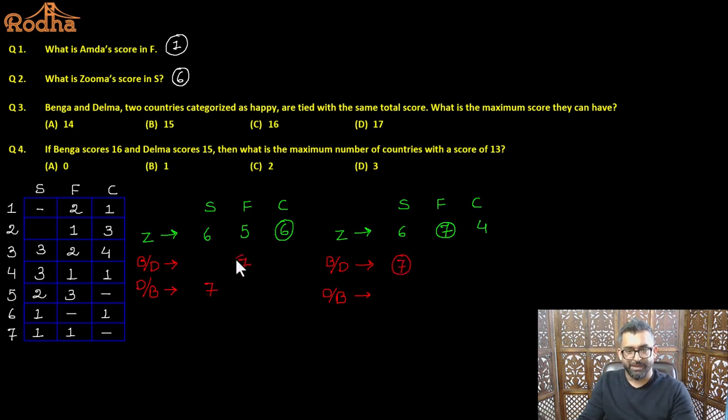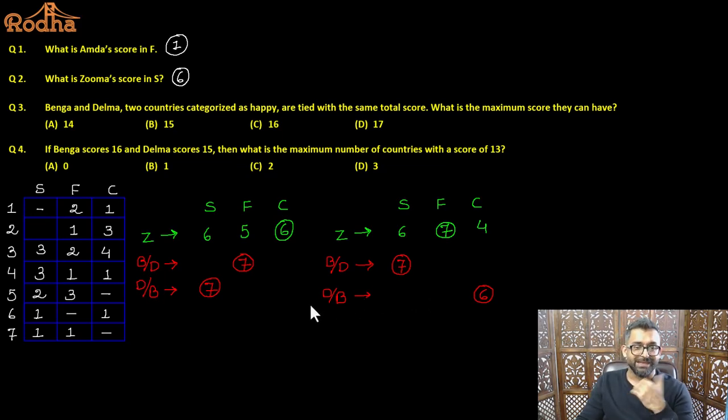Highest score of parameter S. I'm circling this highest score. So the highest score of parameter S is taken, the highest score of parameter F is taken, the highest score of parameter C has to be here, which is 6. So three different countries should have three different highest scores from three different parameters. Fine, this is what we have.